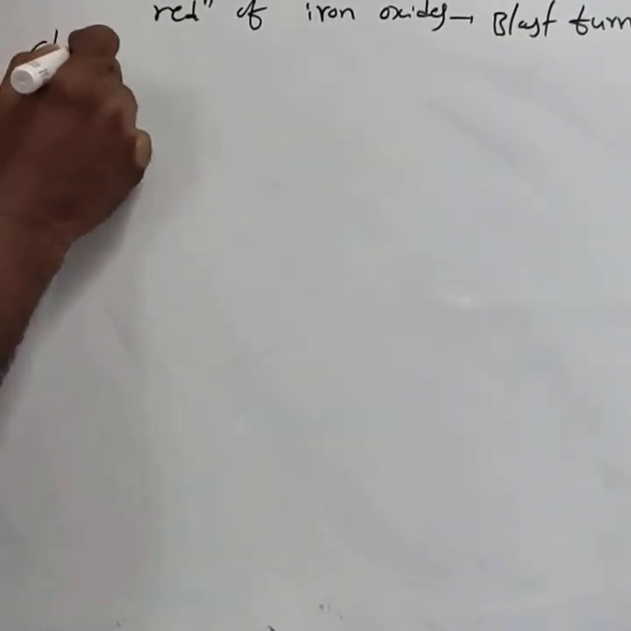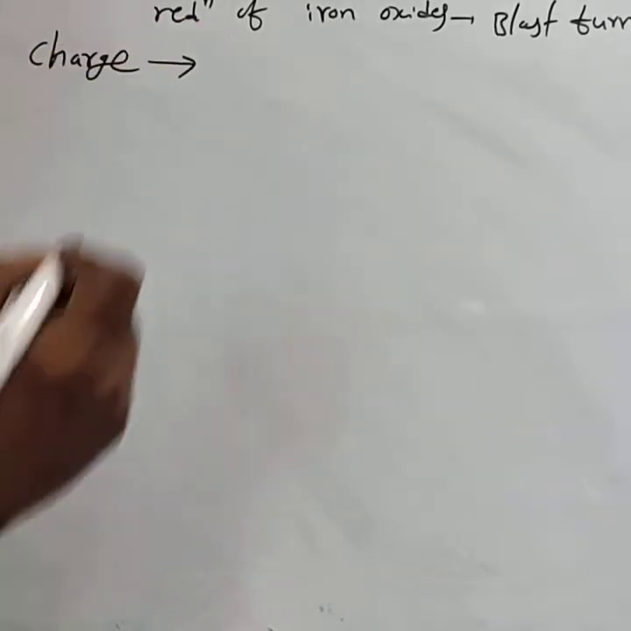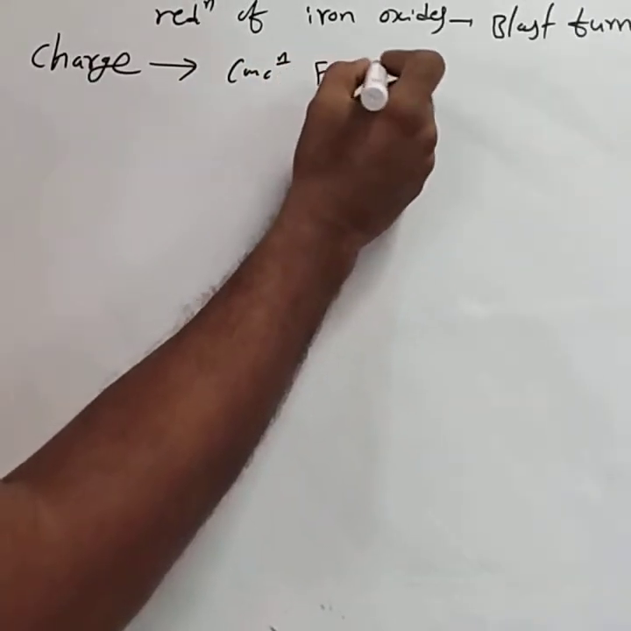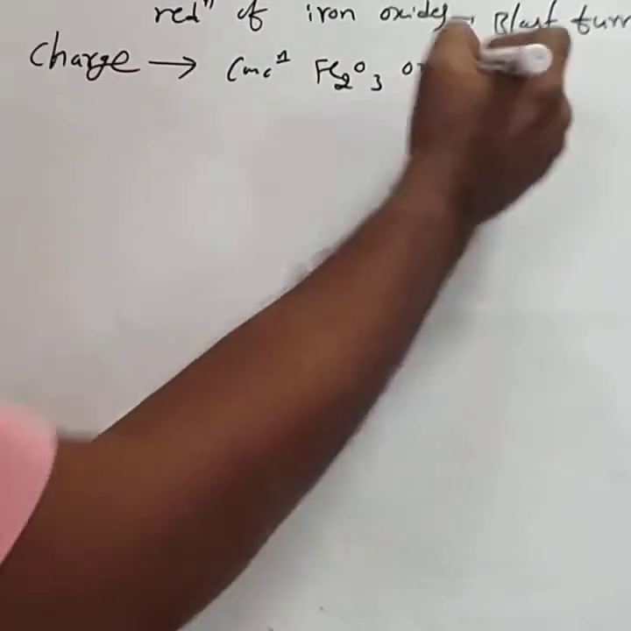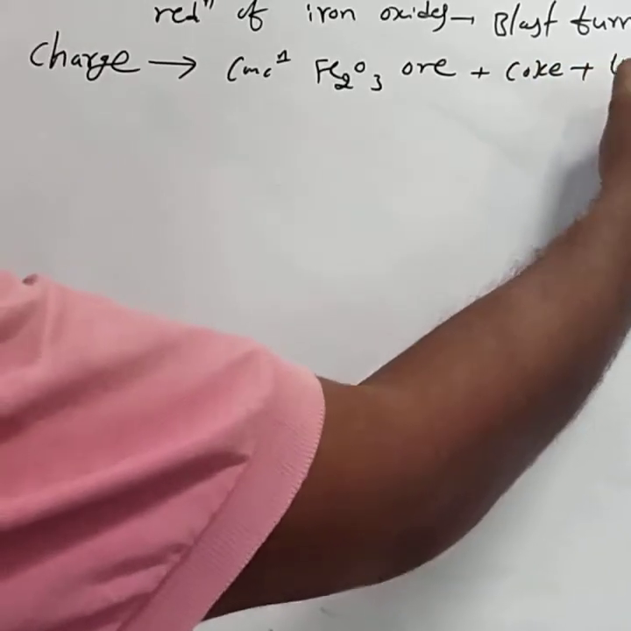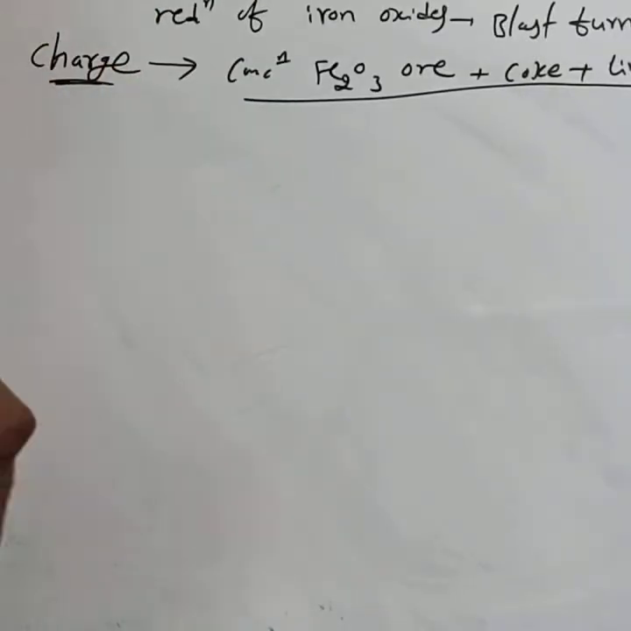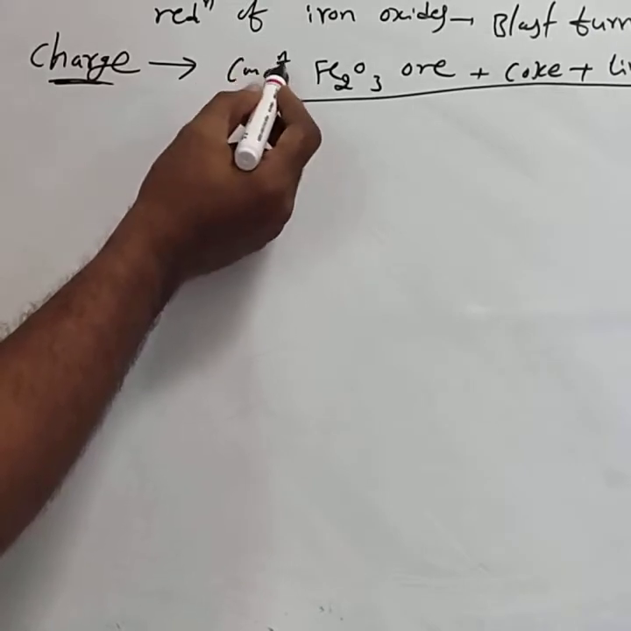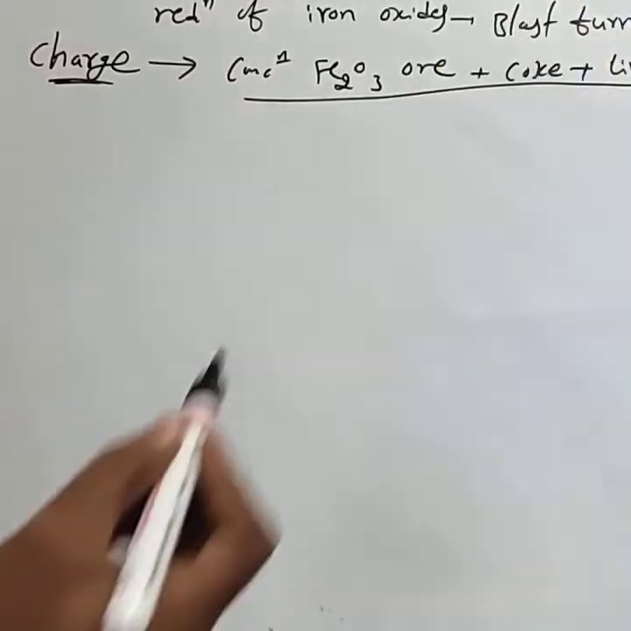Then the charge is introduced. Charge means concentrated hematite ore, coke and limestone. This mixture is called charge. Charge means a mixture of concentrated hematite ore, coke and limestone.